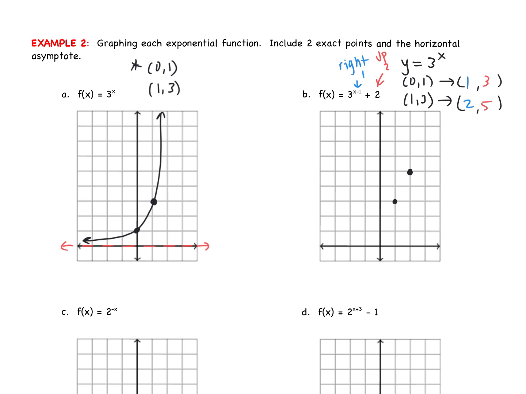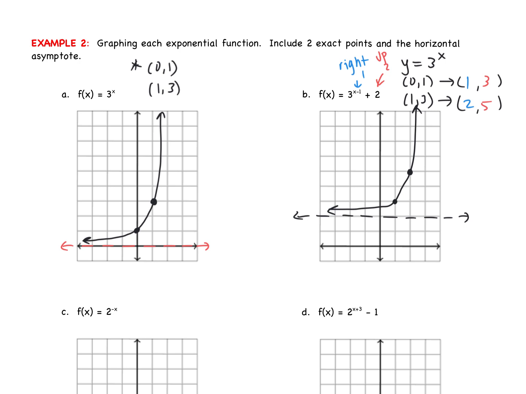Before I connect them, I need to consider the asymptote. Is the asymptote in the same place as it was in A? Do we have anything in our equation that would move the asymptote? Yeah, that +2 is going to move our asymptote up 2. So before you connect the dots, you're going to want to move the asymptote up 2 units. And then you should be able to finish the graph. Goes up to infinity, comes down, hugs the asymptote, but doesn't cross it.